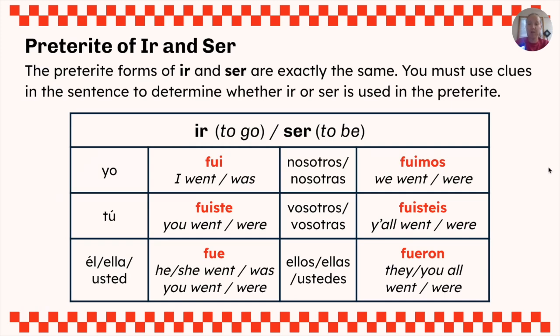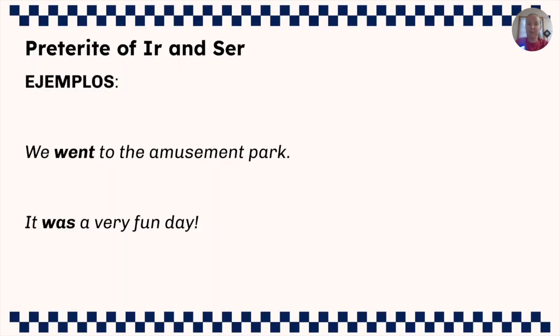In the yo form, we have fui. In the tú form, we have fuiste. In the él, ella, and usted form, we have fue. In the nosotros and nosotras form, we have fuimos. In the vosotros and vosotras forms, we have fuisteis. Remember, the vosotros form is only used in Spain. And in the ellos, ellas, ustedes forms, we have fueron. And remember that tú is the informal or familiar way to say you, and usted is the formal way to say you.